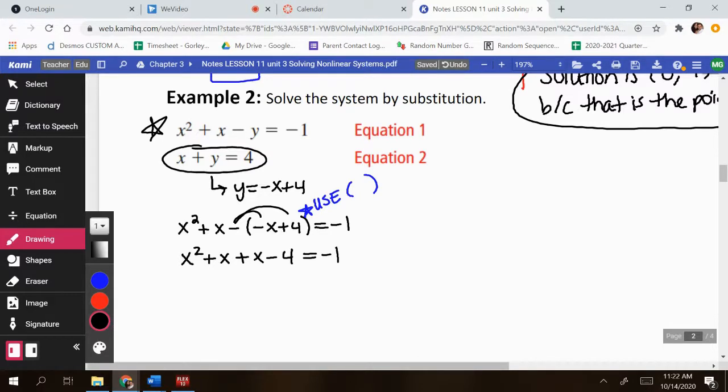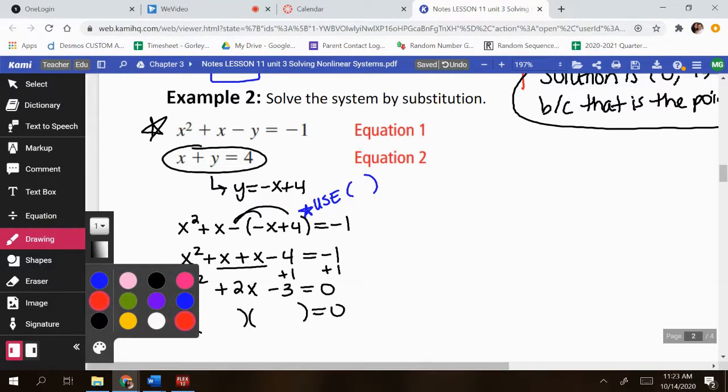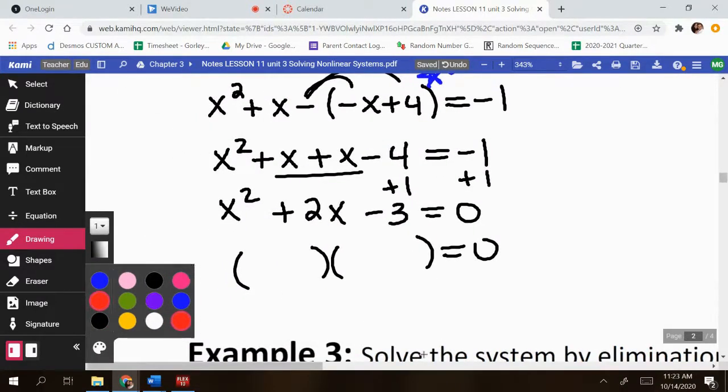This is a quadratic equation, so I'm going to set it equal to 0 and try to factor it. We get x squared plus 2x. If I add 1 on both sides, we get minus 3 equals 0. And this is something that's factorable. If I want to factor this, what is going to multiply to give me negative 3, but sum or add to give me 2?